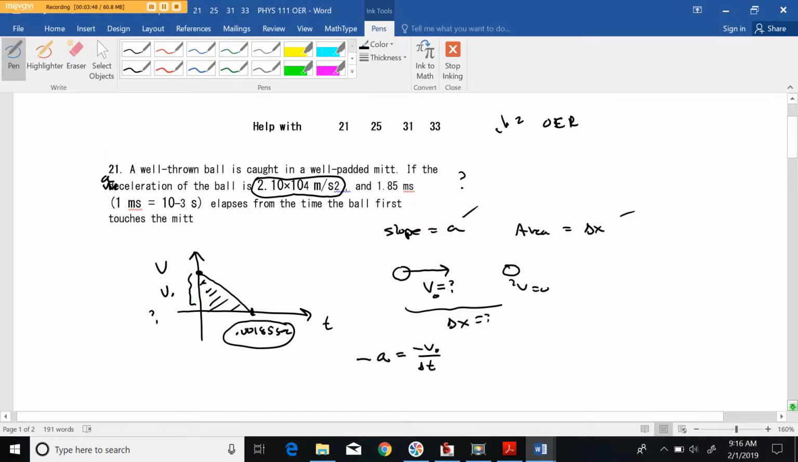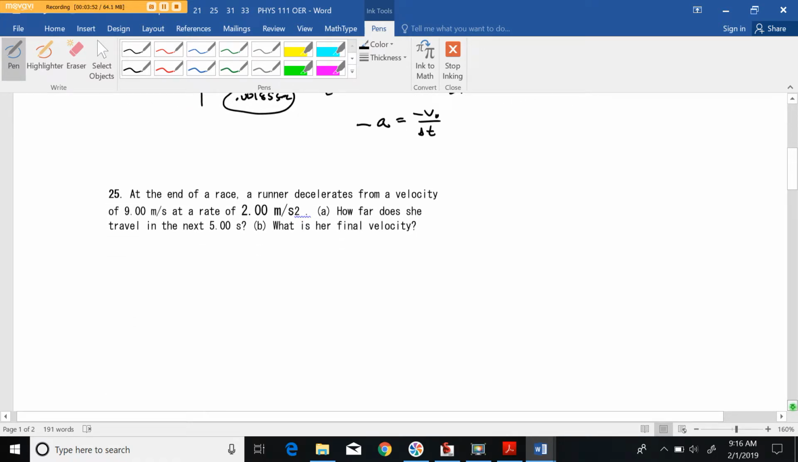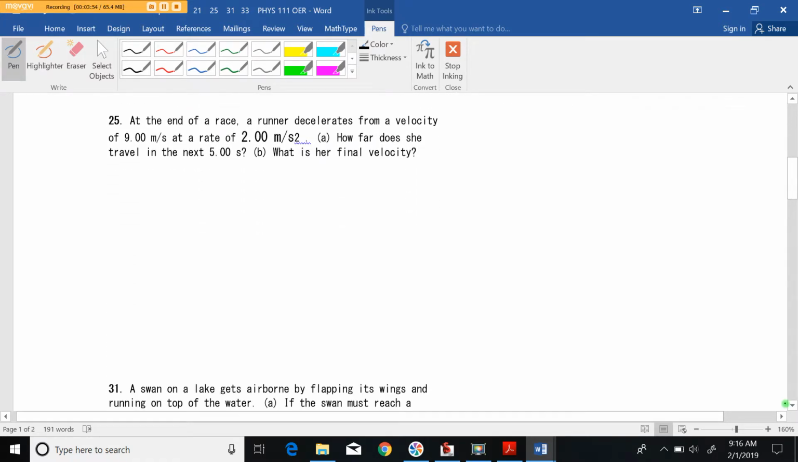Take a look at number 25. Let's see, at the end of the race, a runner decelerates from a velocity of 9 meters per second at a rate of 2 meters per second. Again, physics people, we don't like the word decelerates. The runner accelerates from a velocity of 9 at a rate of, let's just say this, minus 2 meters per second squared, assuming the velocity is in the positive direction. So this is going to be very similar to the last one. Start with a velocity graph.